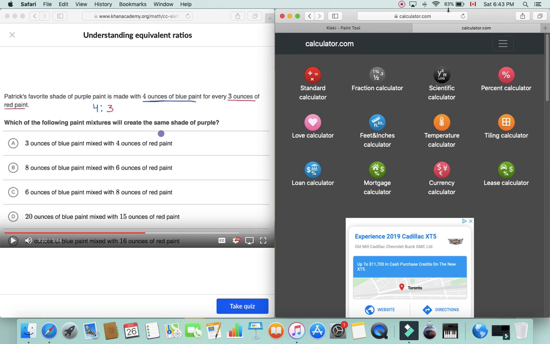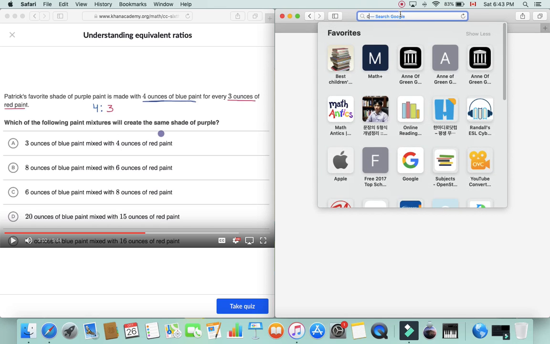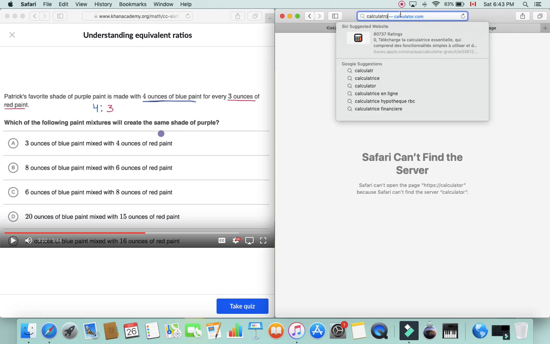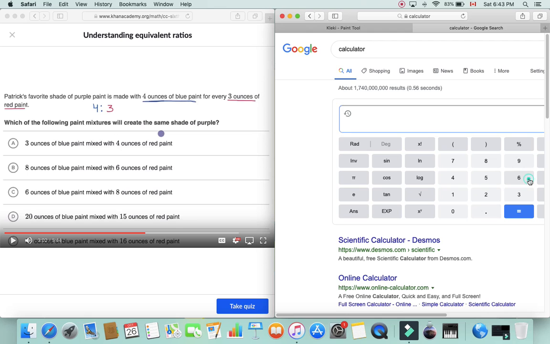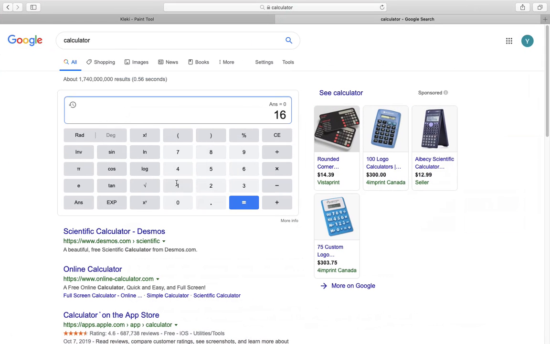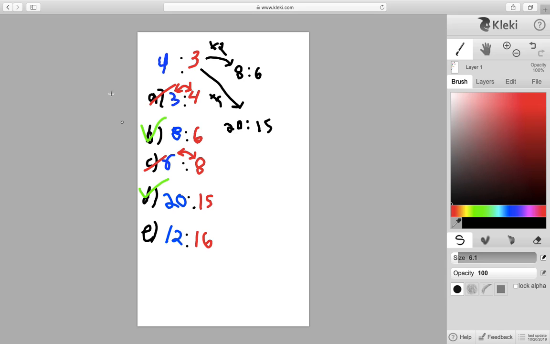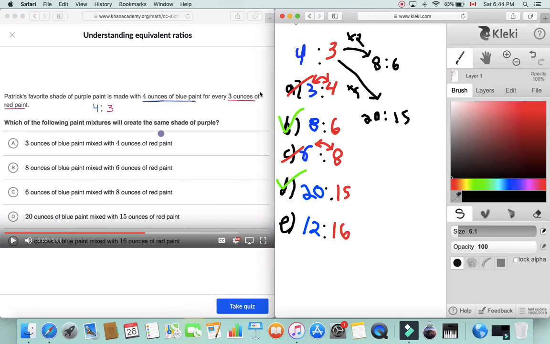Shoot, I did calculator.com. You can't do 16 divided by 3. It just doesn't work. So it's wrong. Bye. So, I think the answer is B and D.